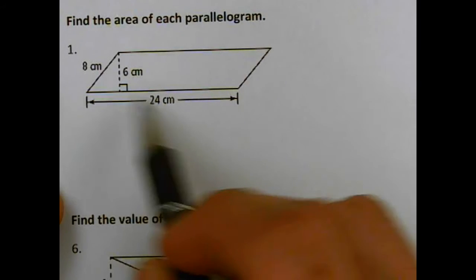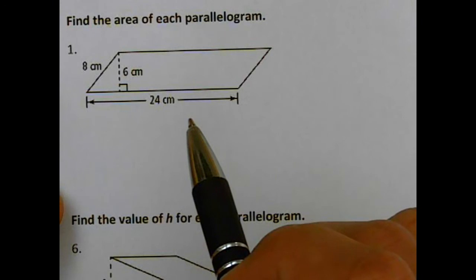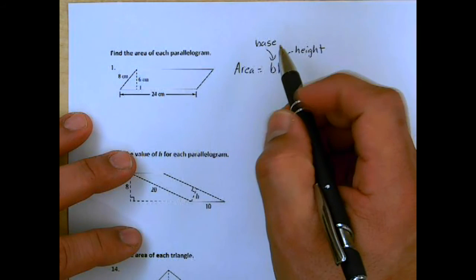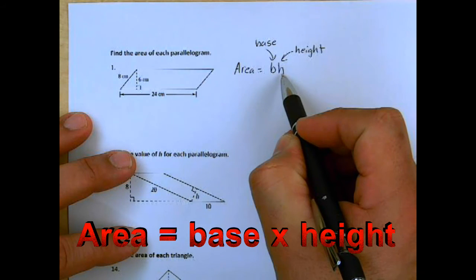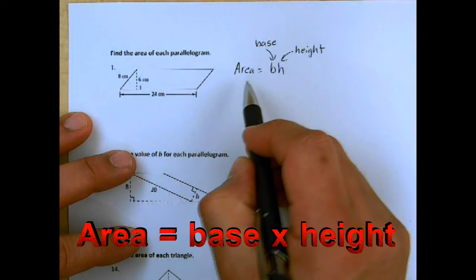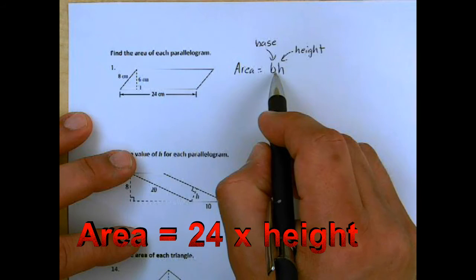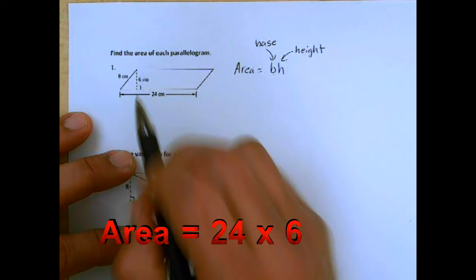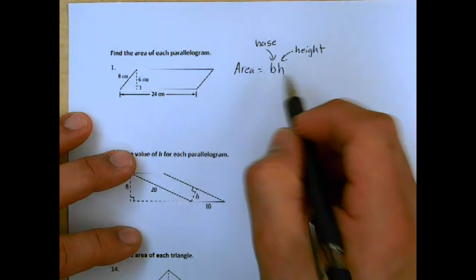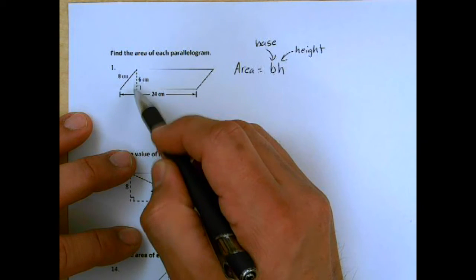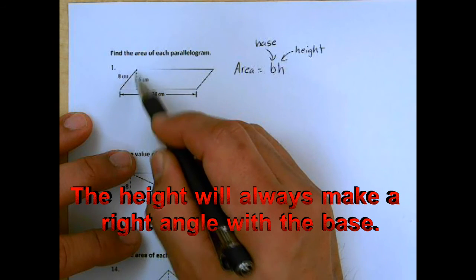For you to be able to figure out the area of the parallelogram, you have to know what the area formula is. The area formula for a parallelogram is area equals base times height. So we need to replace B, which is 24, and H, which is 6. You'll want to try to put that 8 in place of H, but that's not the height. The height is right here, and the height will always make a right angle with the base. So this will be the height.